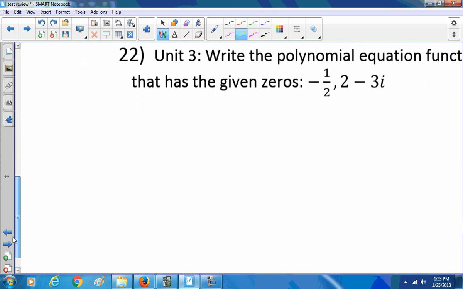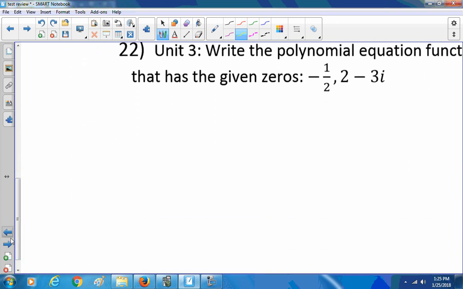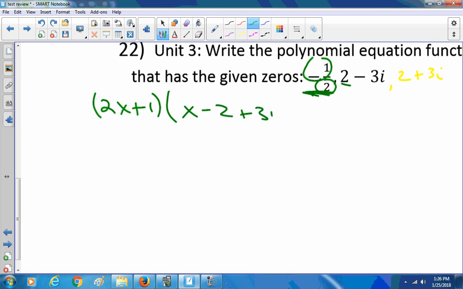You did 3, now we're going backwards. So I need to write all the zeros. Remember, those come in pairs. Time to write the factors. -1/2 would be 2x plus 1. 2 goes with the x, plus 1. Next one would be x minus 2 plus 3i. Next one would be x minus 2 still, minus 3i. Remember, we're just changing signs.